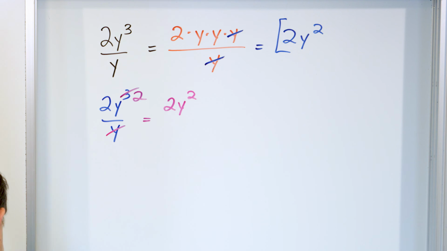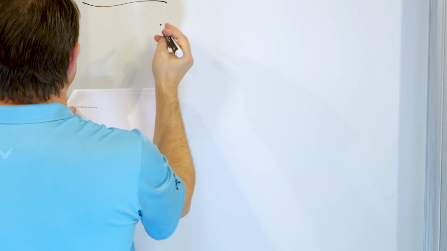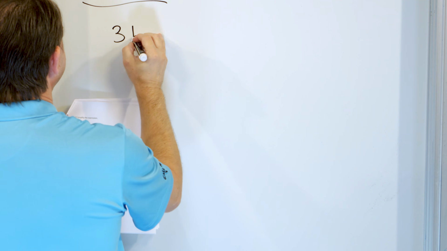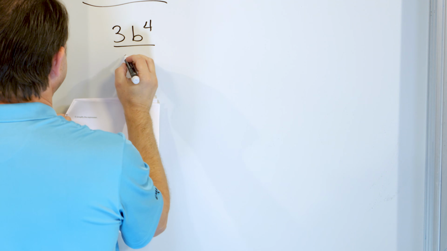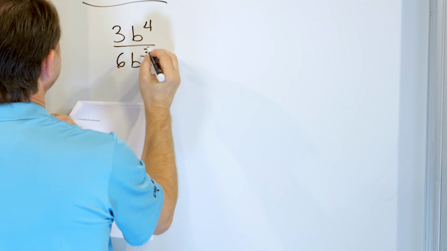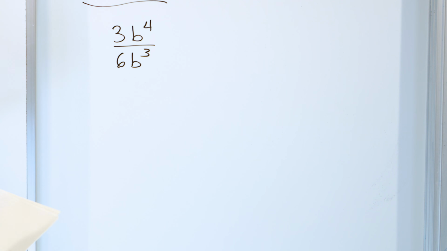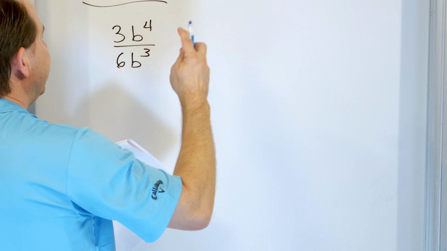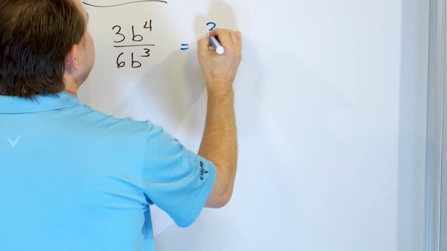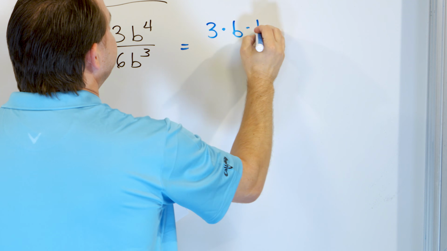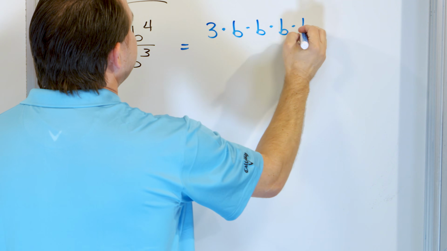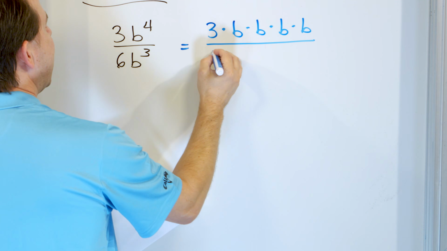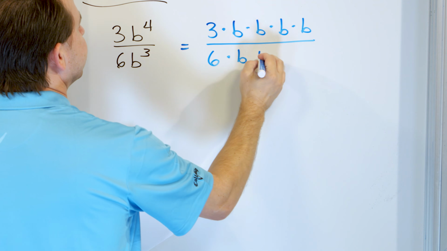All right. Now what do I have for the next problem? 3 times b to the 4th divided by 6b cubed. All right, now this is interesting. What do I do here? There's lots of different ways to think about how to do this. I do think it is going to be easier if I blow this thing out. 3, and then I have b, b, b, and b. And then over here I have 6, and then 3 b's.